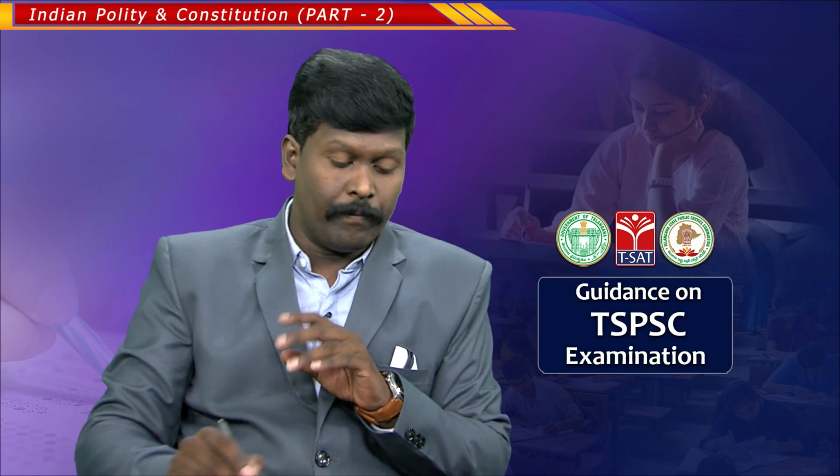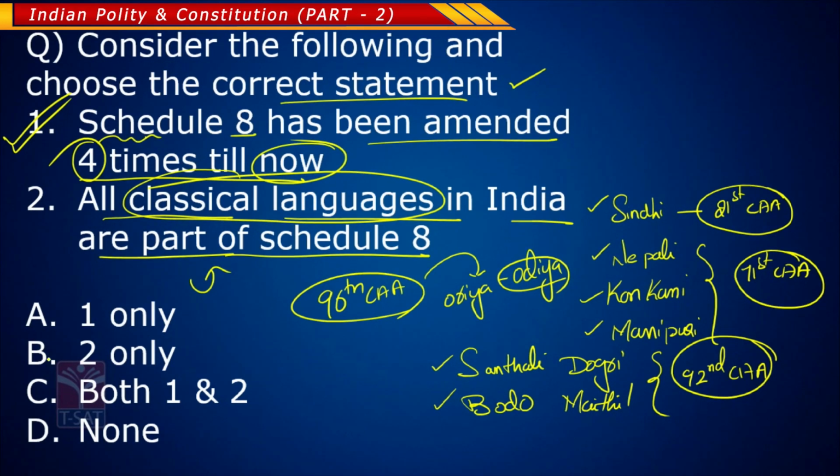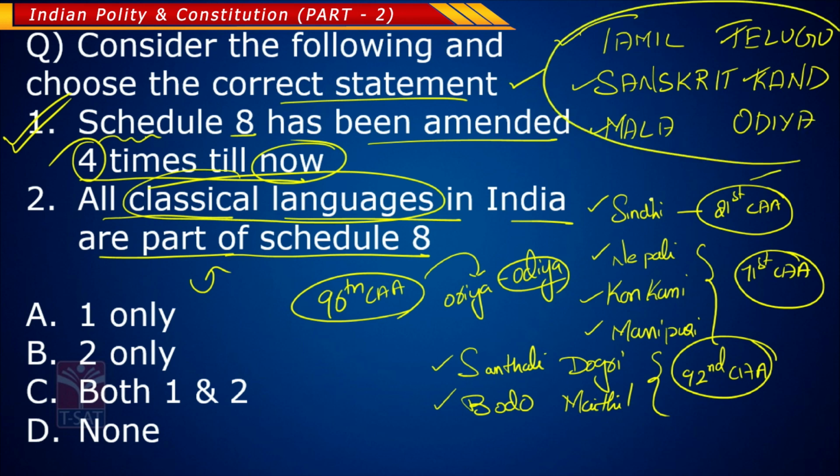Now coming to this one. All classical languages are part of Schedule 8. What are they? Tamil, Sanskrit, Telugu, right? We have Kannada, we have Malayalam, 1, 2, 3, 4, 5 and Odia. There are 6 classical languages.